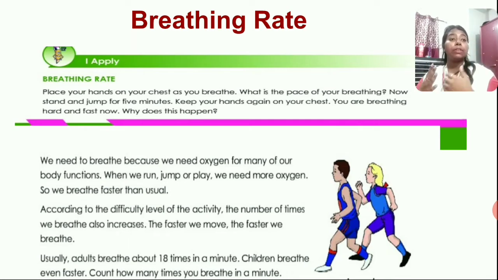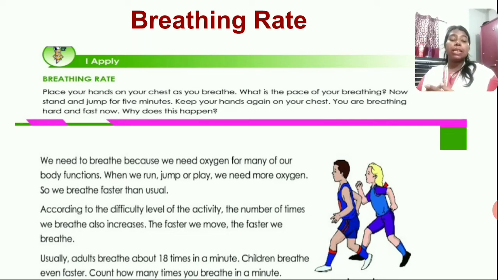Yes, we have seen that because of the difficulty level of the activity, the number of times we breathe also increases, because at that time our body needs more oxygen. Yes or no? When we do some physical exercise or activities, we are running short of oxygen, and then we need more oxygen so that we can breathe properly. So we start breathing faster.